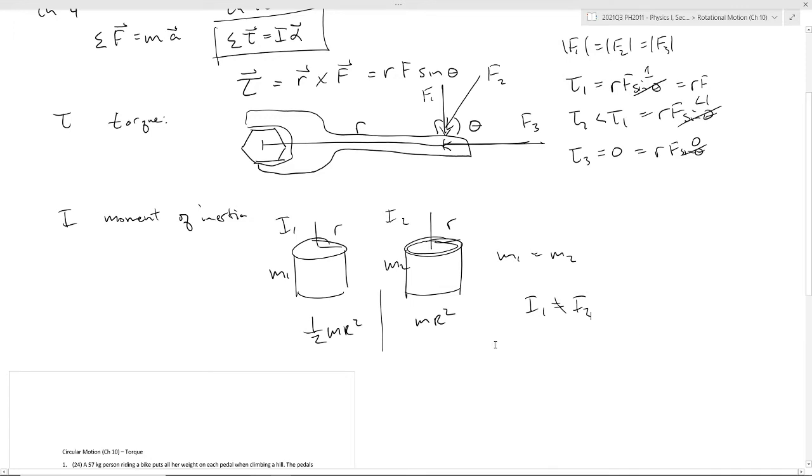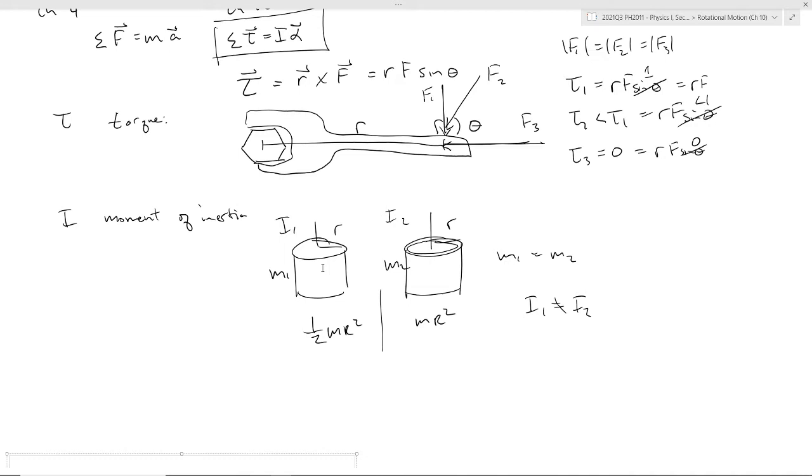Qualitatively, you can think of it as, with this tube example, the mass is on the outside. It's going to take more torque to accelerate that because the mass is further from the center, as opposed to the solid where some of it's in the center. It takes less torque to accelerate that, even though they have the same mass.